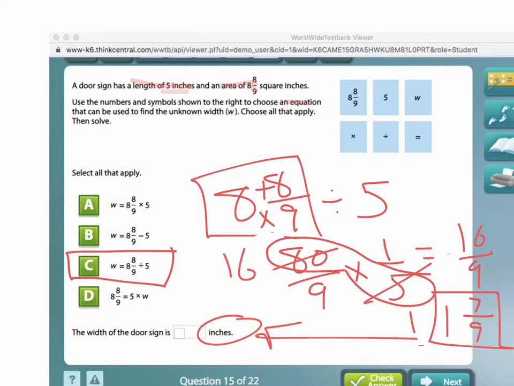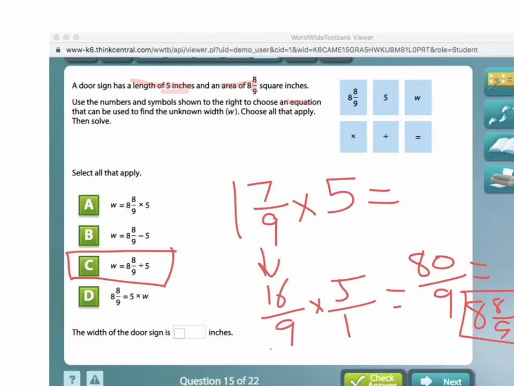So I thought I'd just double check my work by doing the inverse operation. So I plug in my answer, which was 1 7/9 times 5, and I solve that equation. 1 7/9 turns into 16/9. 16/9 times 5 is the same as 80/9, and 80/9 simplifies down to 8 8/9 square inches. So this answer was the correct width.